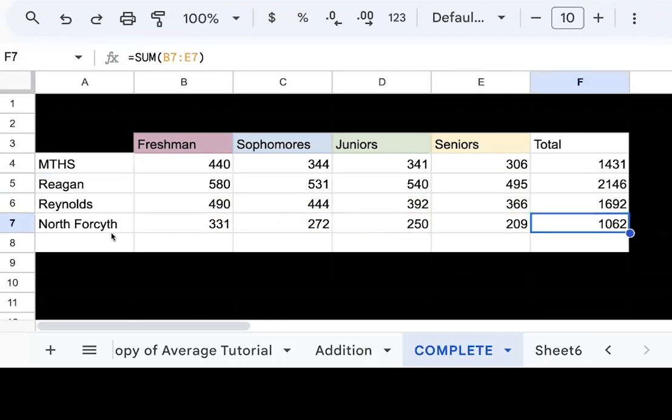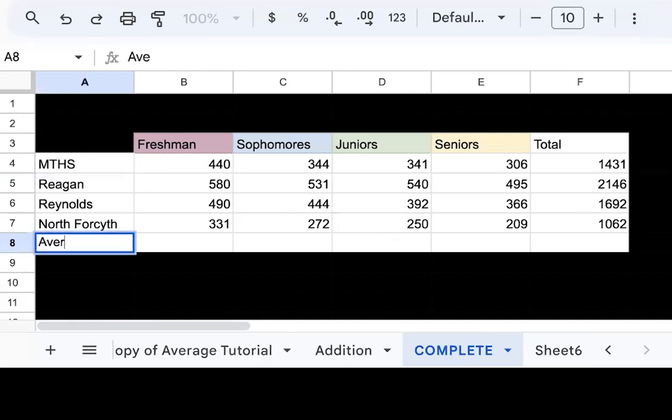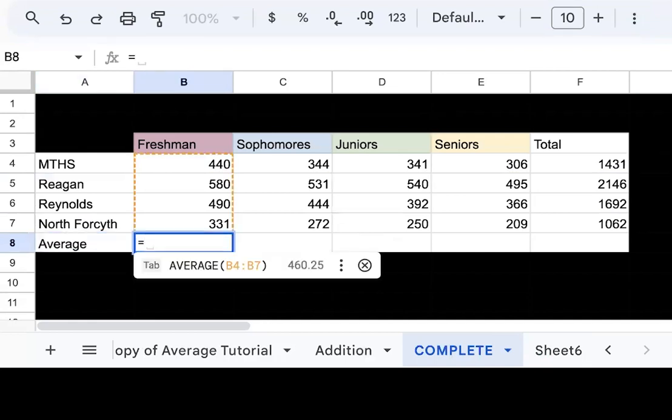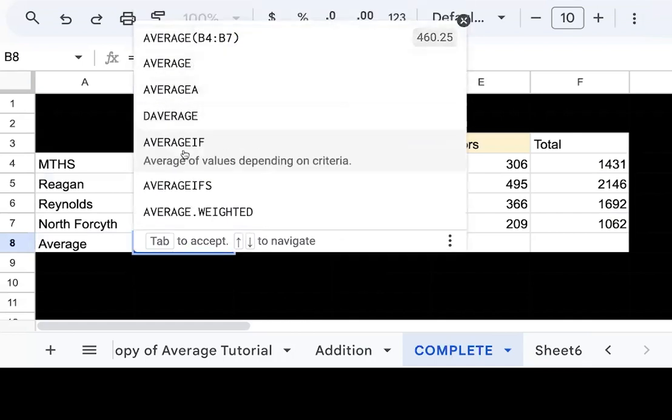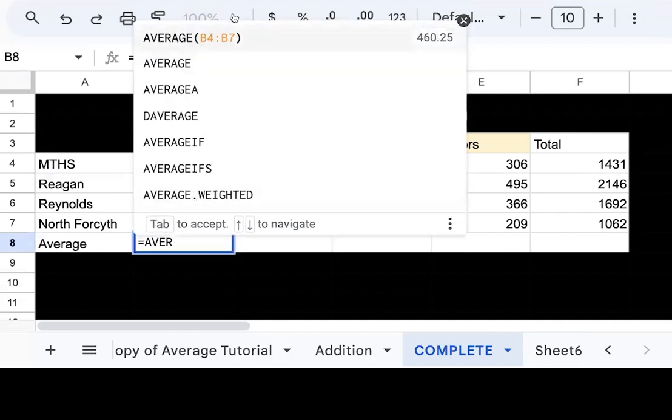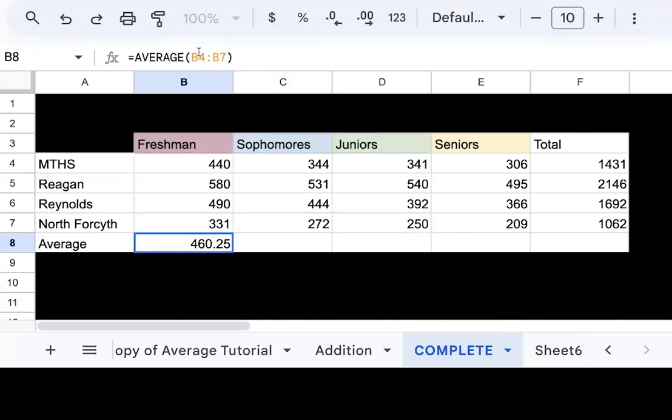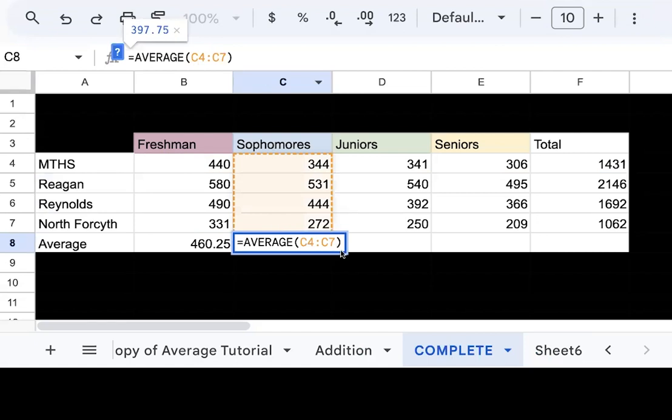Another thing I can do is actually calculate the average, which is done by doing equals average, and we can see that these functions start to show up. Average, actually it's so smart, it wants to do it for me, B4 to B7. And if I want to apply the same function but across the row, I'll just drag this across. So now when I dragged it across, it's on column C, and then I can keep dragging it across.